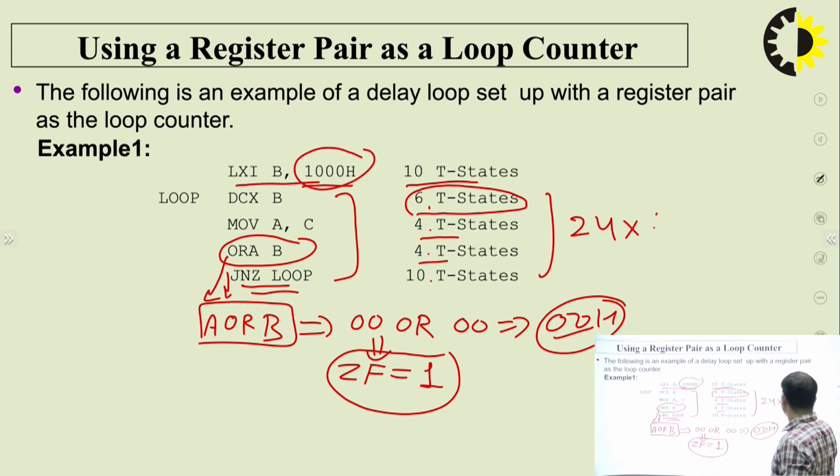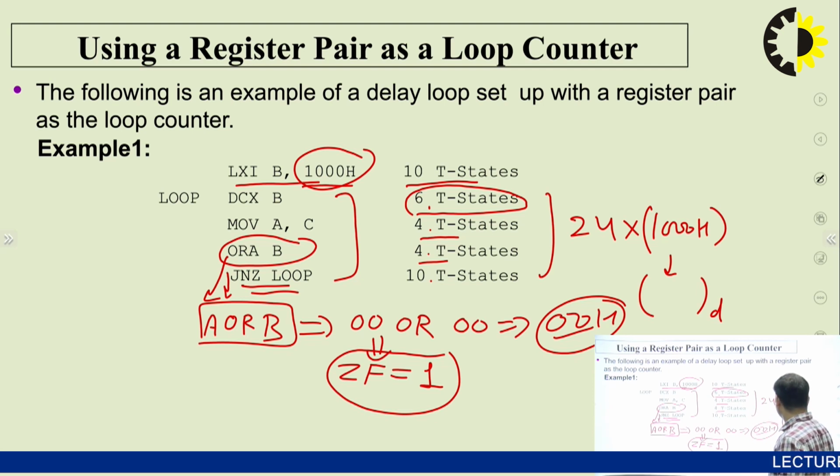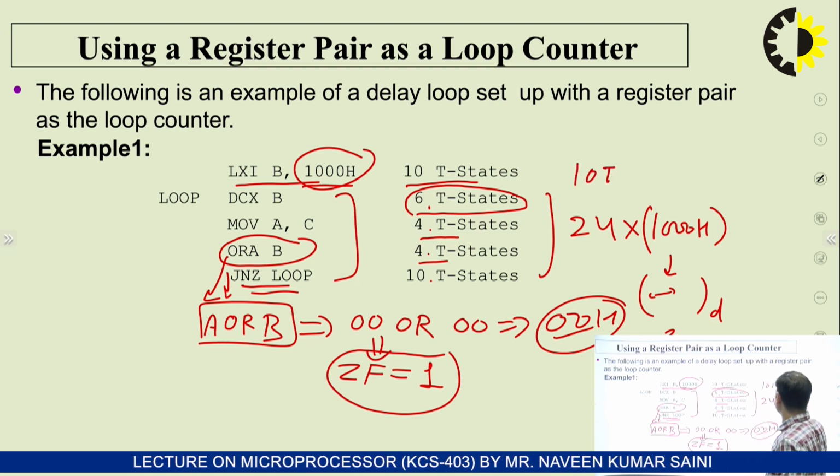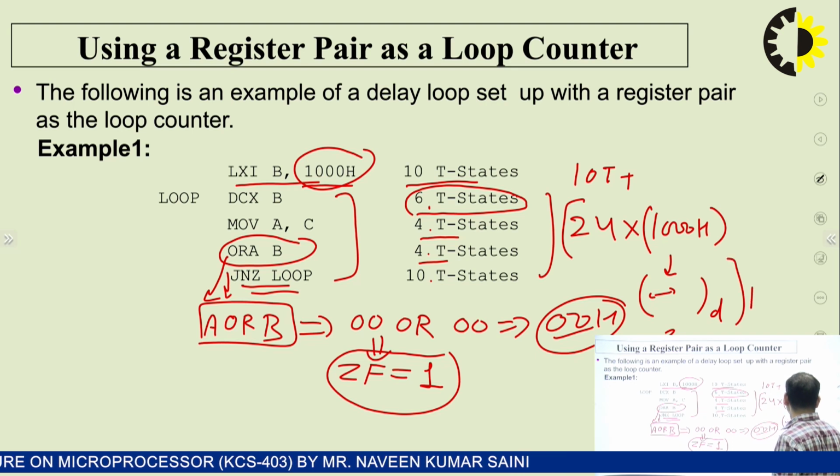This is hexadecimal, so what we need to do is convert it into decimal form. First we have to convert, and then after converting, minus 3, since this value is your 10. Is that clear? So plus 10 T states. This is the complete total T states which is required to calculate, right?